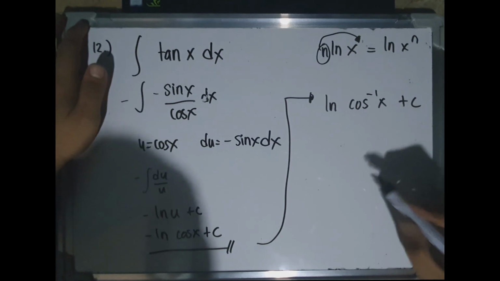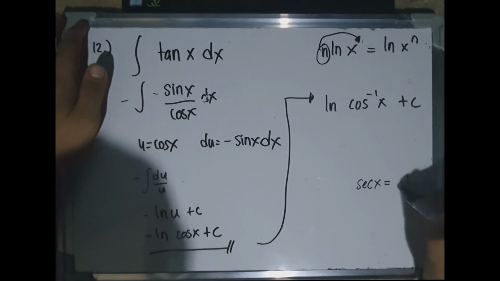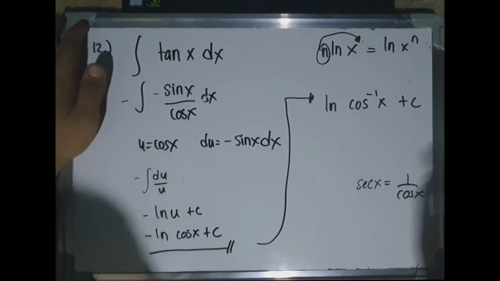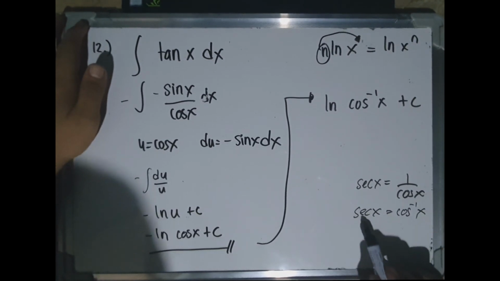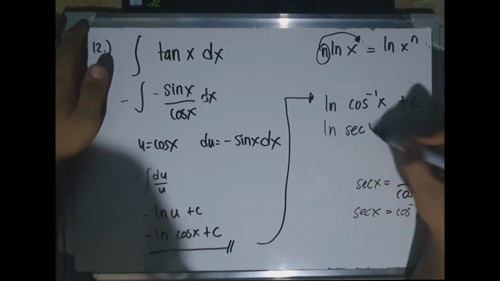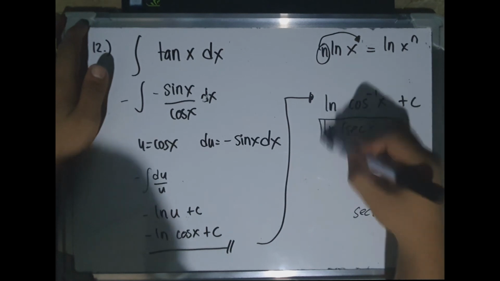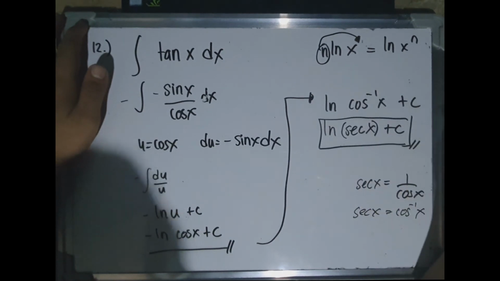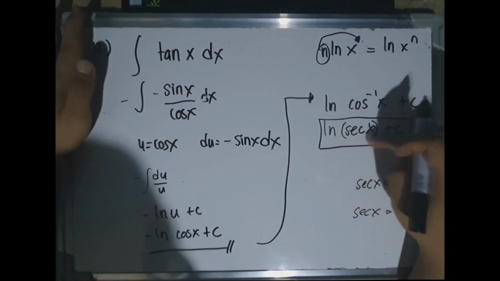Recall that secant x is 1 over cosine x. So secant x, take the inverse, it is equivalent to secant. So this is ln of secant x plus c. So every time we're asked to solve for the integral of tangent x dx, that is equivalent to ln secant x plus c.